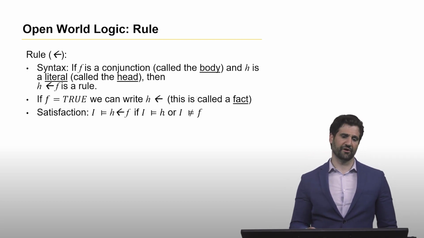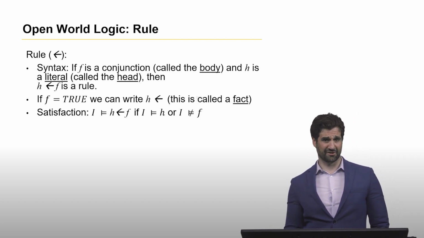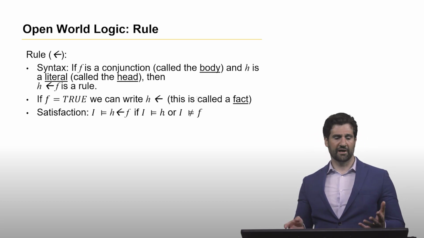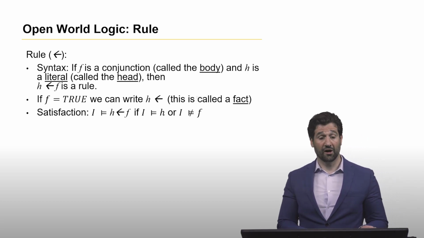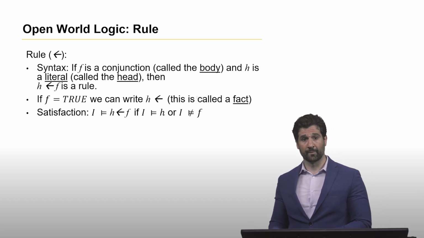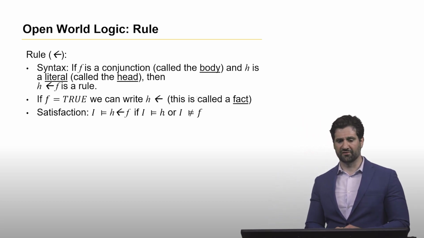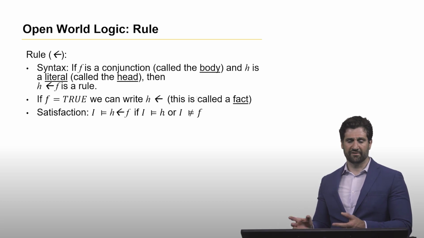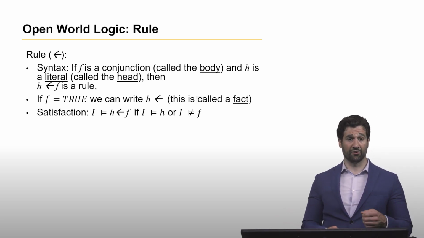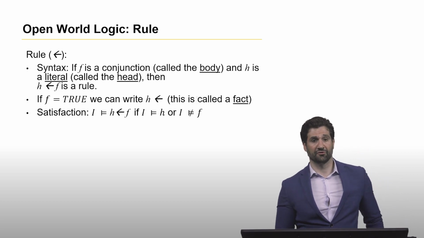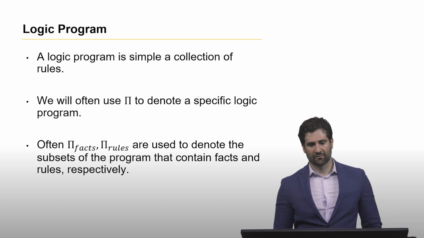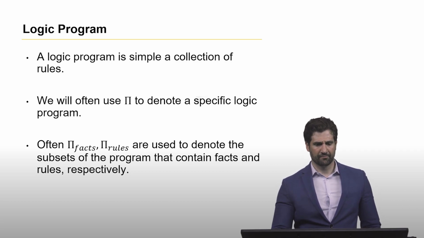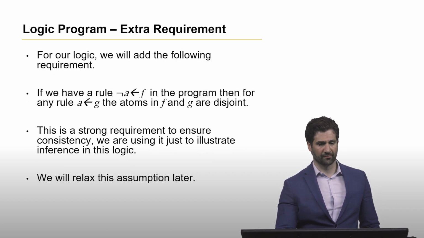Okay, so earlier we had this simple logic. We allowed for the open world assumption, so things could be unknown, true, or false. And we have this notion of a rule that you have a conjunction of atoms in the body, and in the head you have a literal, meaning a rule could be used to conclude something that's either true or false. And then we have a logic program that's just a collection of these rules.